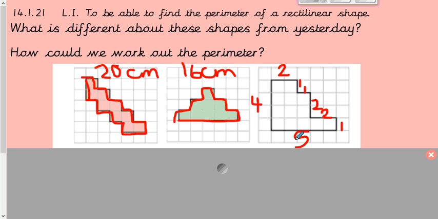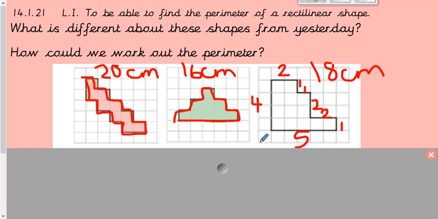So we add them all up. 5 add 1 is 6, 7, 8, 9, 10, 11, 12, 13, 14, add 4 is 18. So that one would be 18 centimetres. Okay, so I hope that part makes sense.